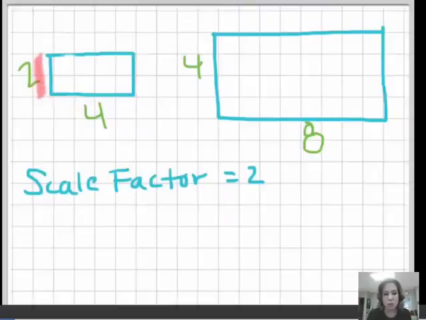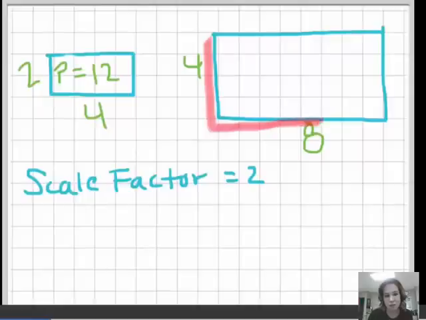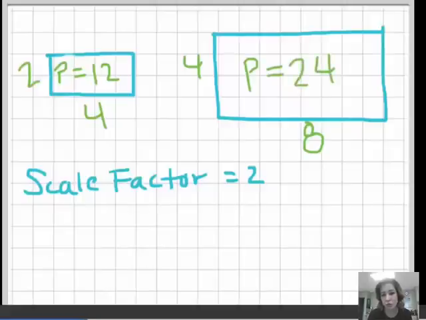So let's see the perimeter. We have a 2x4. And so a 2x4, and that 2 plus 2 plus 4 plus 4 is going to give us 12. And then the new one is 4x8 by 4x8. So if we add all those up, 4 plus 4 plus 8 plus 8 gives us 24.